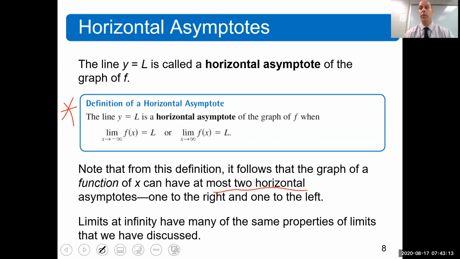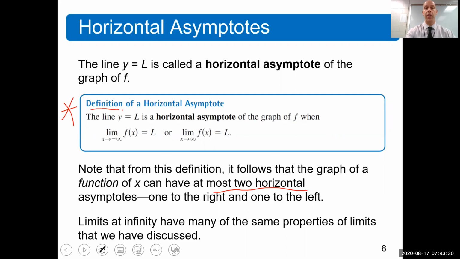And there are examples that we might look at. I'm not sure if we'll get to all of them, but there are examples of graphs of functions that have 2 horizontal asymptotes. Limits at infinity have the same properties of the limits that we've discussed thus far. Now, I want to make sure that this is clear.